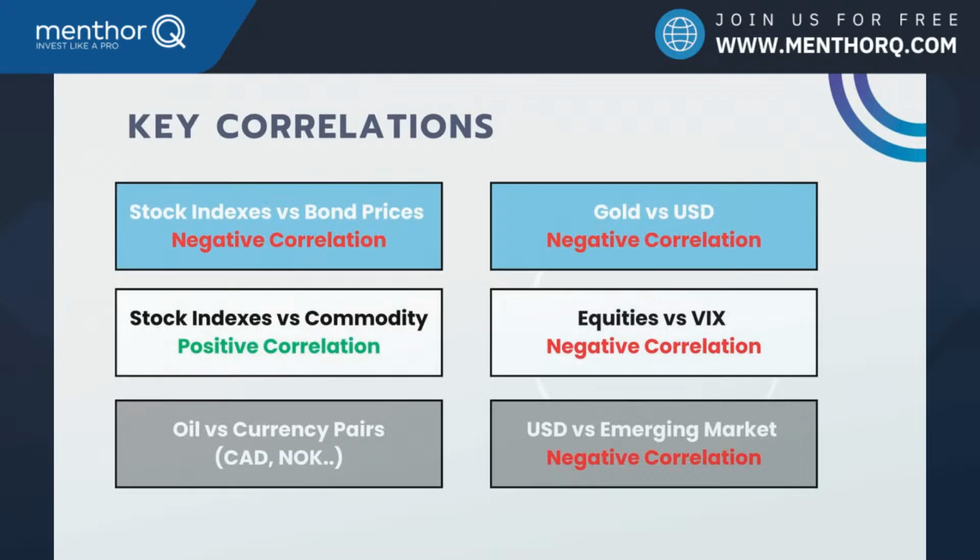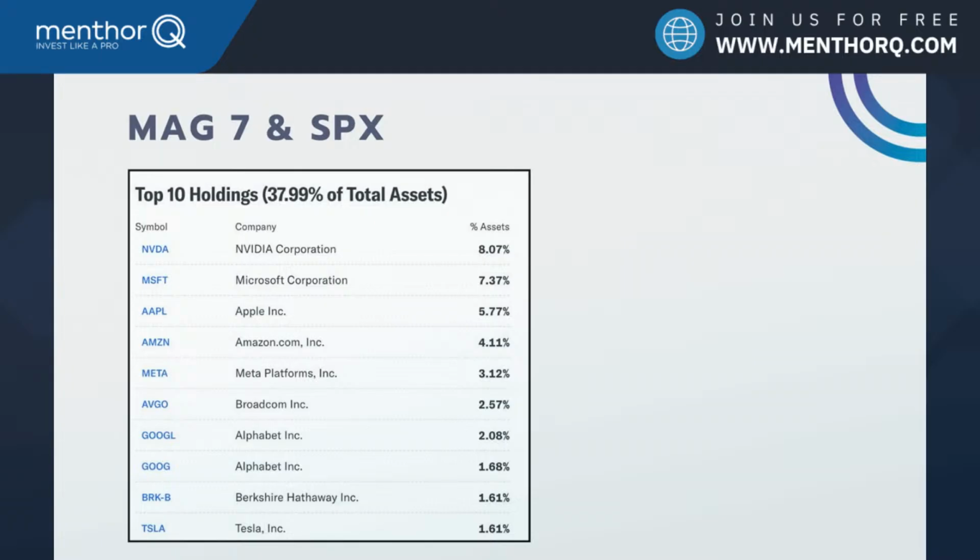Here we see some typical correlations that probably everyone is aware of, but it's very important to understand. This is like the correlation between stocks and bonds, between gold and US dollar, between stock indices and commodities, of course, equities and VIX, very important, oil versus currencies, and then, of course, the US dollar versus our emerging market currencies, and so on.